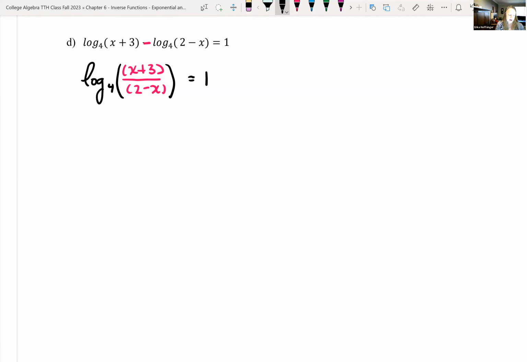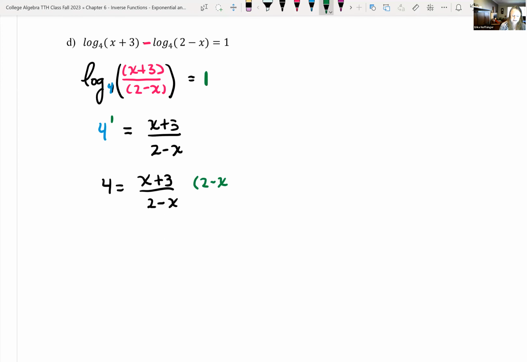So I don't have a log equal log, but I have a single log equal constant. And so I could rewrite this in exponential form. So I have my base is 4. So we have 4 raised to the other side, which is 1, is equal to my argument, this x plus 3 divided by 2 minus x. So we've dealt with solving rational equations before. So we want to get rid of our denominator. So let's multiply both sides of our equation by 2 minus x.